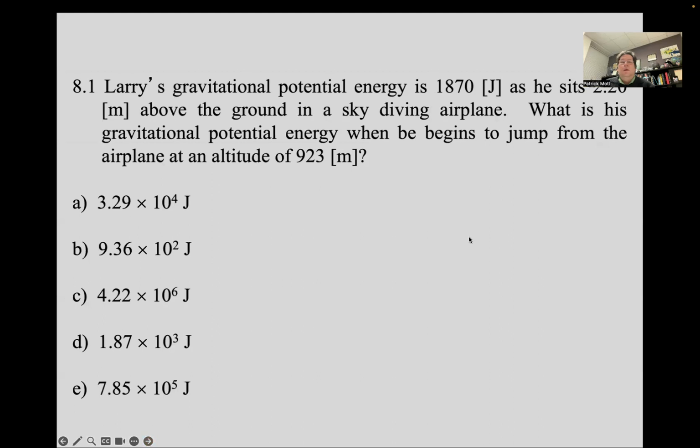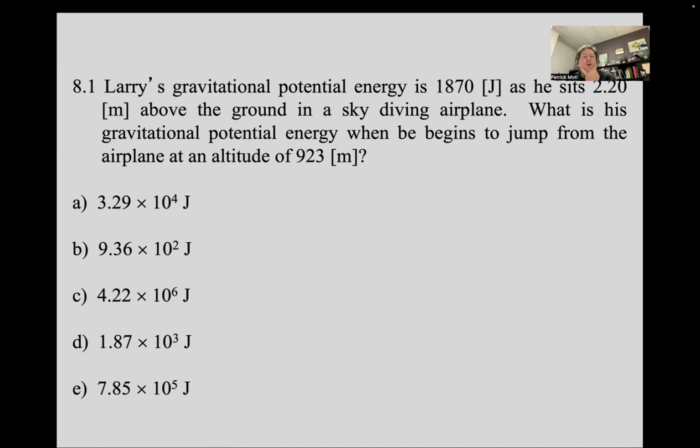Let's do some examples to practice our ideas here. So Larry has a gravitational potential energy of 1,870 joules as he is sitting 2.2 meters above the ground in a skydiving airplane. Then the airplane takes off. What is his gravitational potential energy when he begins to jump from the airplane at an altitude of 923 meters?